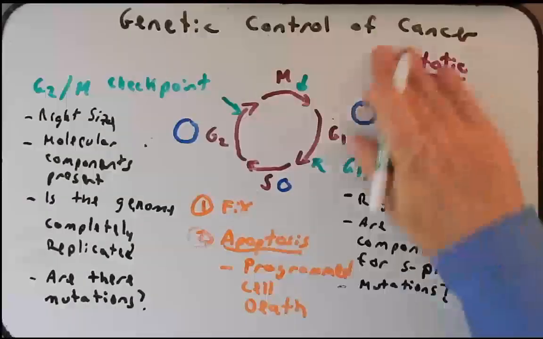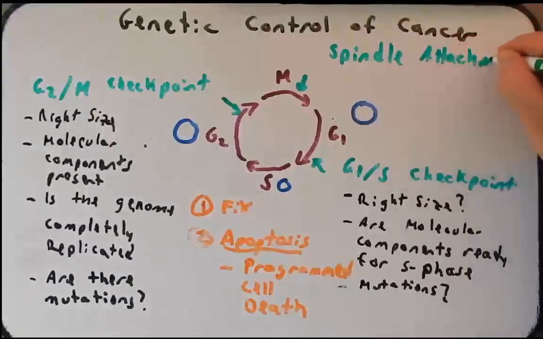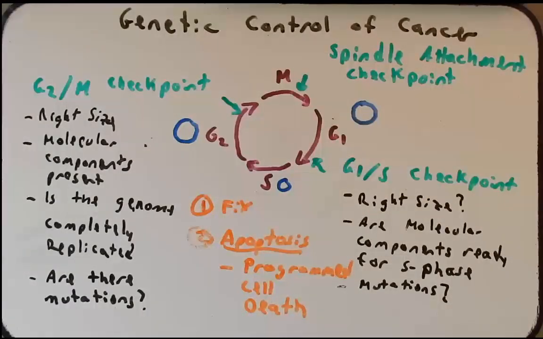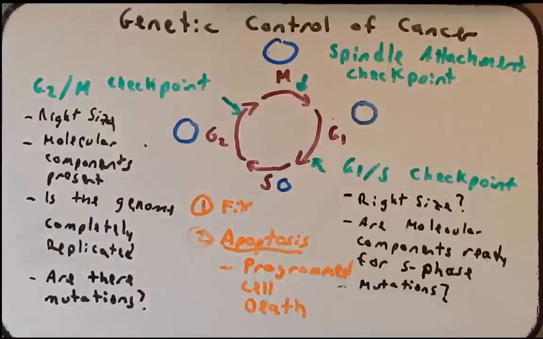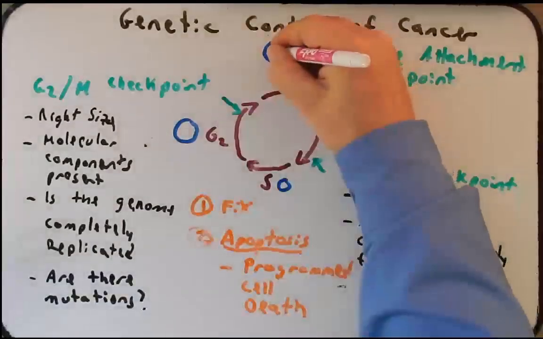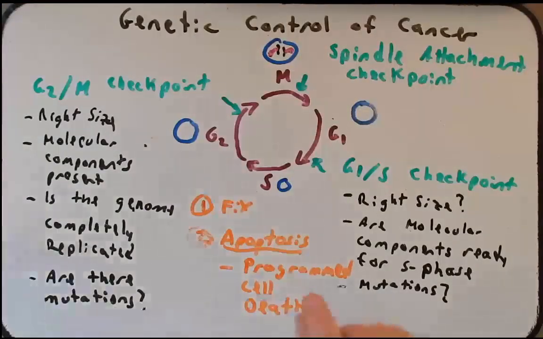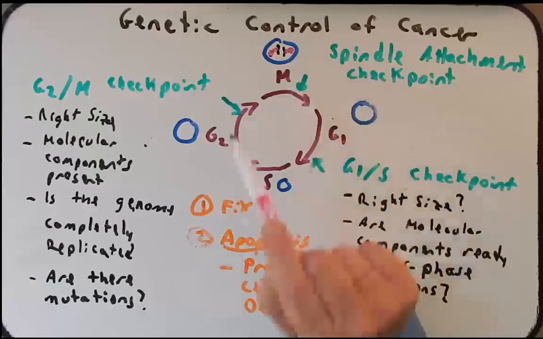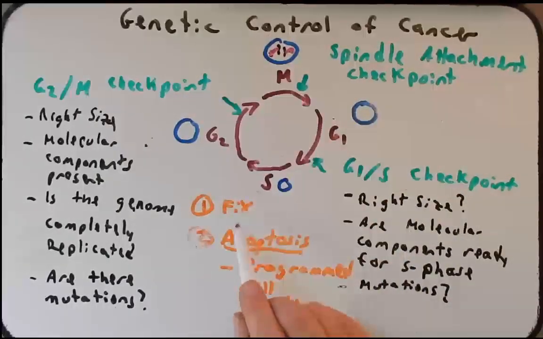Our third checkpoint is up here, and it's called the spindle attachment checkpoint. The title of this checkpoint is pretty self-explanatory as to what it's doing. Remember, our cell is going to be here, and I'm not going to draw great detail, but remember those spindles have to extend outward to attach to those chromosomes. Until they have properly attached to the chromosomes, the cell can't complete metaphase and move into anaphase. So it'll stop here. Again, it either fixes it, it waits until they're attached, or the cell will die.